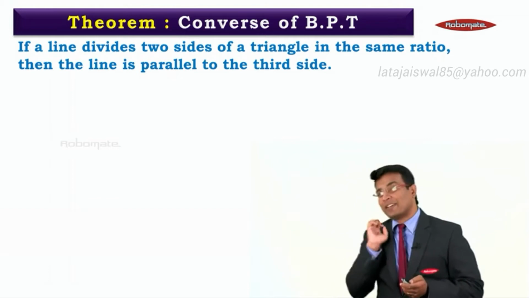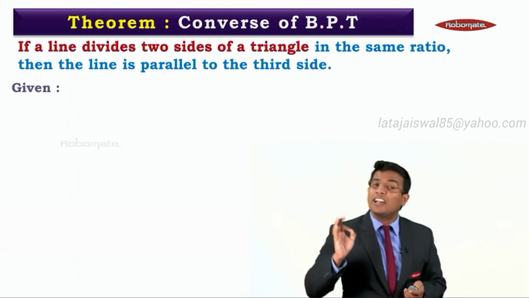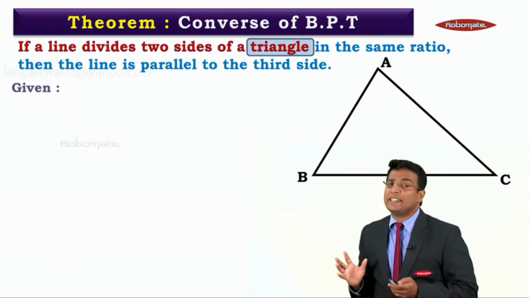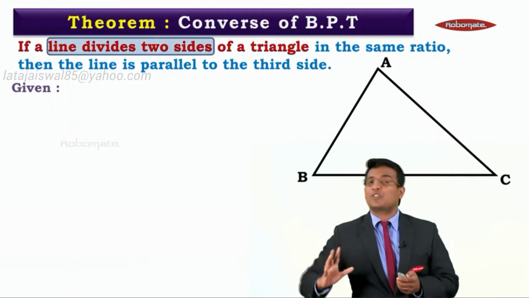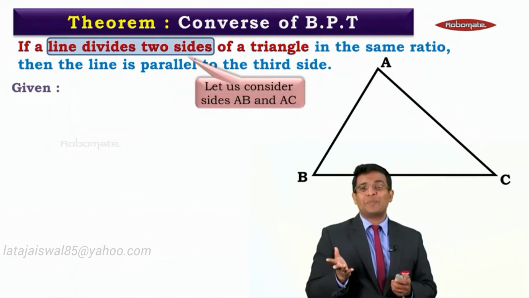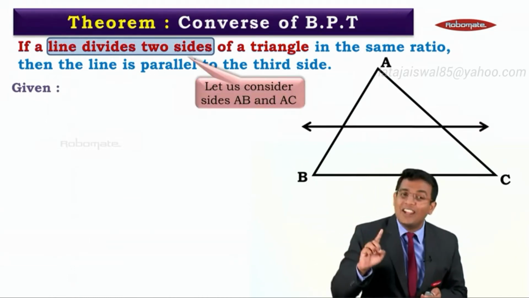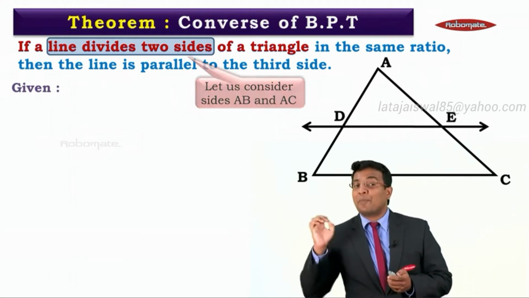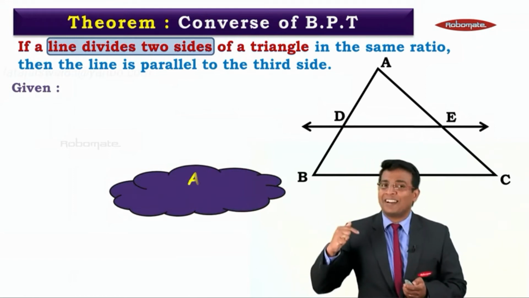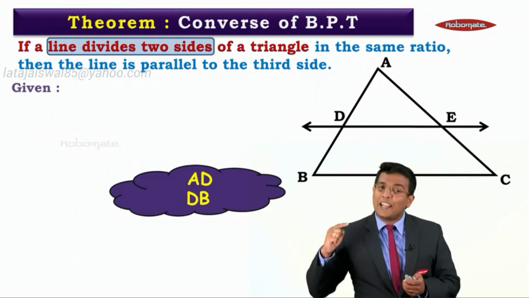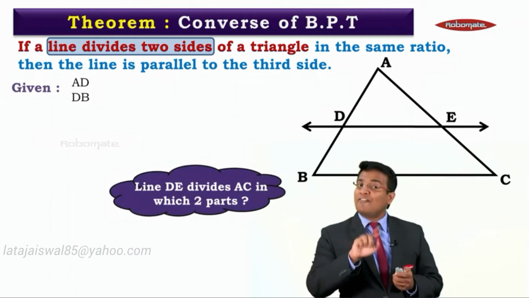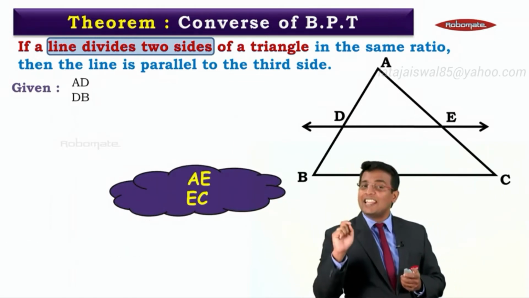Now let's understand this in parts. It says if a line divides two sides of a triangle. So the very first thing is we are going to draw a triangle. So let's have a triangle, that is triangle ABC. It says a line divides two sides. So that means there is a line which divides any two sides. Let's consider the two sides to be AB and AC, and there is a line which divides AB and AC at points D and E. Now tell me, line DE divides AB in which two parts? Yes, we know that it is AD and DB. Beautiful. Same way, line DE divides AC in which two parts? It is AE and EC.